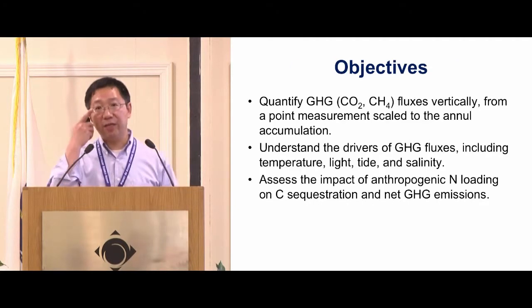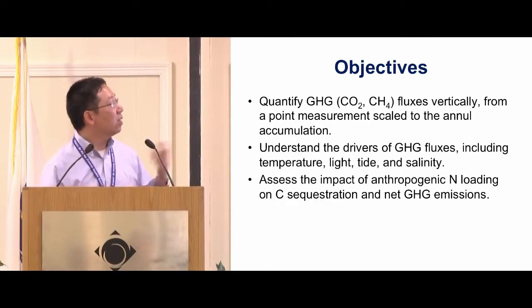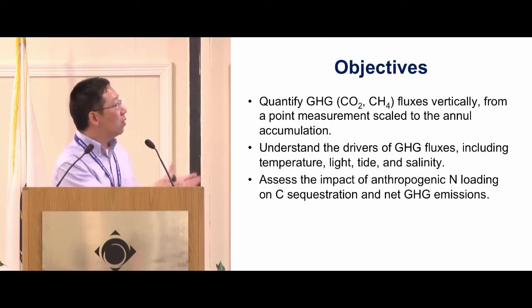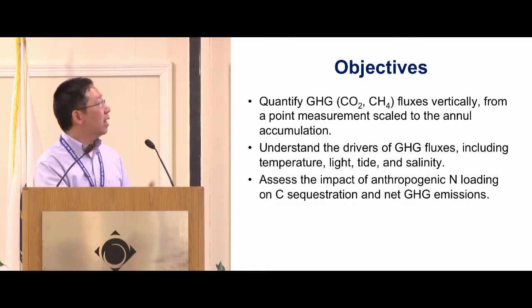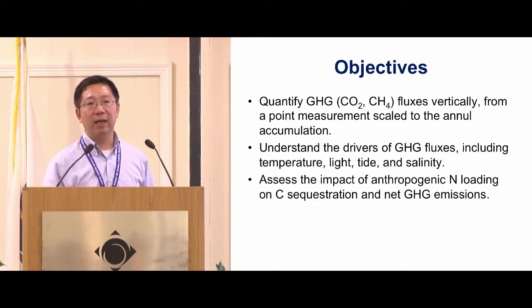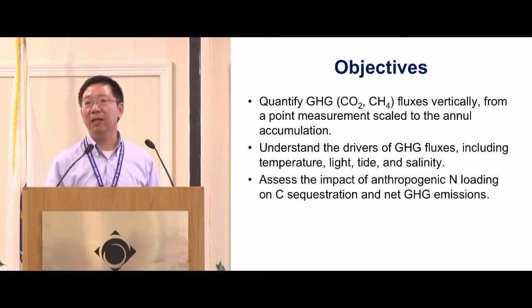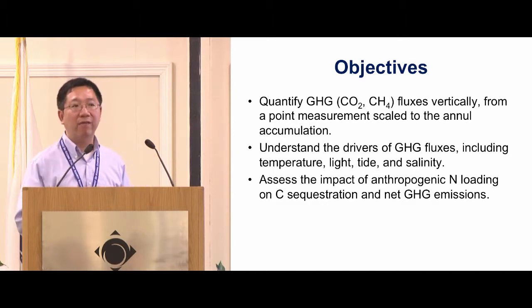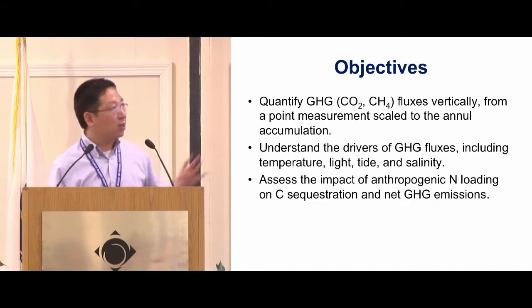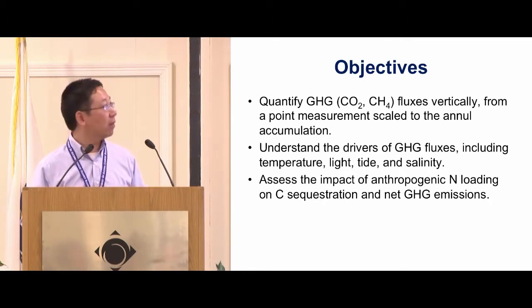This is one of the pieces of the science. For this piece, we try to quantify the carbon dioxide and methane fluxes vertically, from the small point, or what we call chamber measurements, scaling up to the annual accumulation of carbon flux. Eventually we try to understand how much greenhouse gas is emitted from the whole ecosystem. For this talk we will focus on carbon dioxide and methane. We also have a nitrous oxide measurement, which we will not cover, so as not to cause confusion.